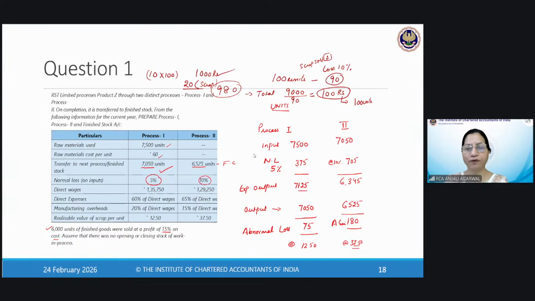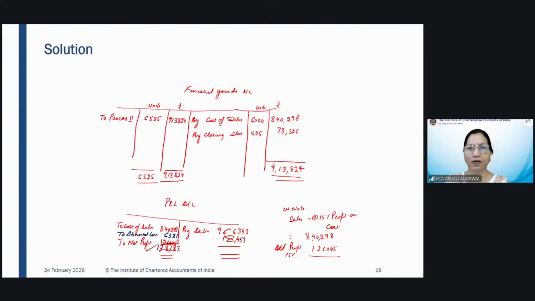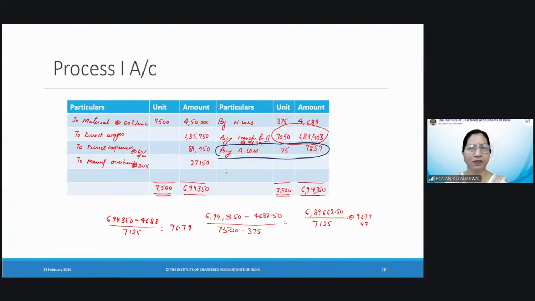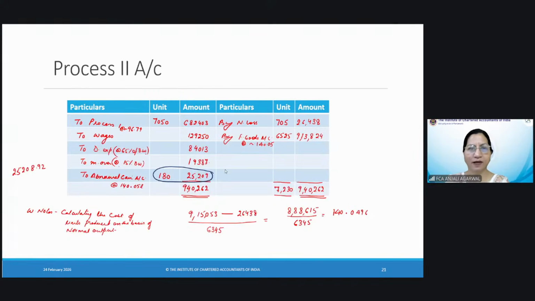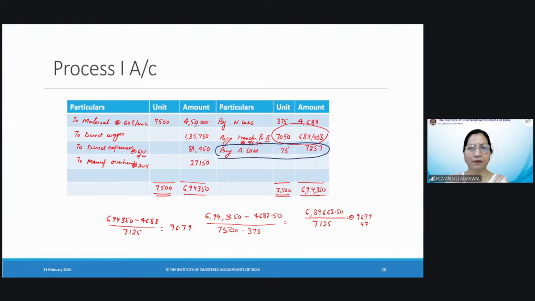Right. So if you prepare the abnormal loss and abnormal gain accounts, you will be able to clearly see why things are happening. So process one is clear. All the cost is credited by normal loss, transfer to next process, and abnormal loss. So total all the cost, subtract from this the amount realized from normal loss, and divide by the total units minus normal loss units. Whatever is transferred to the next process, whether abnormal gain or abnormal loss, all is taken at this rate only.